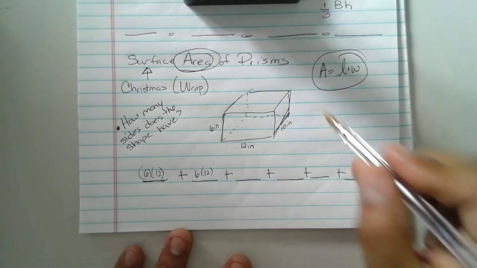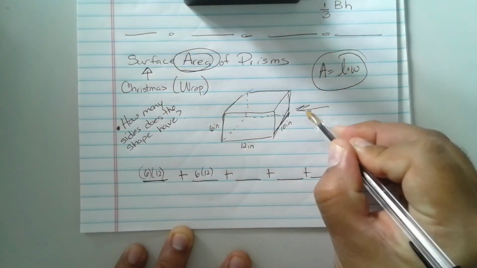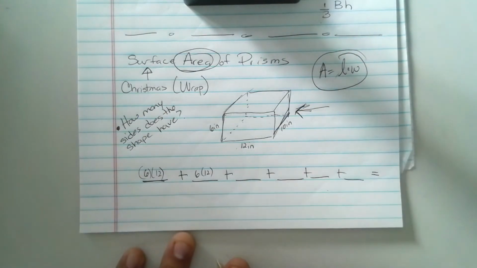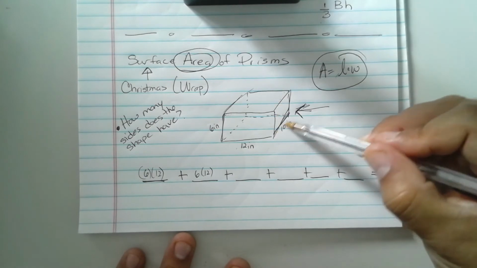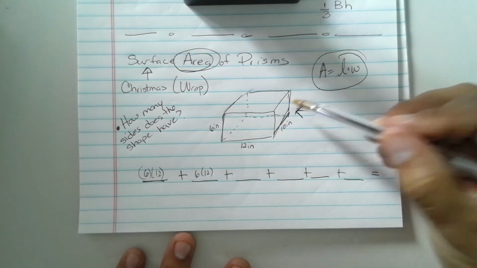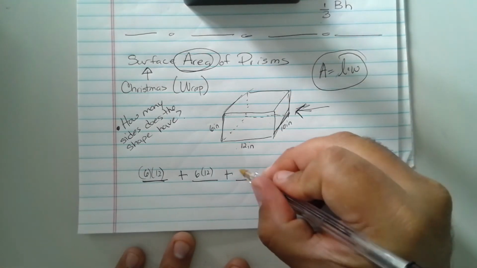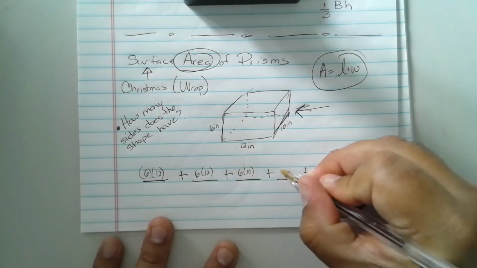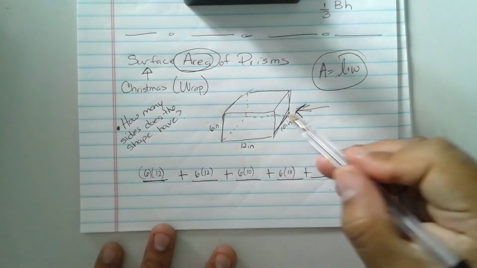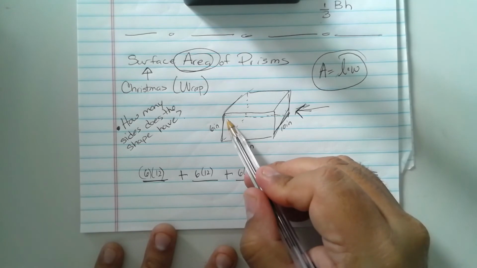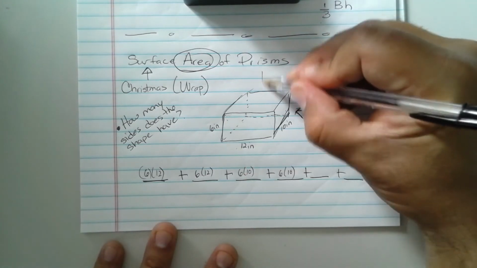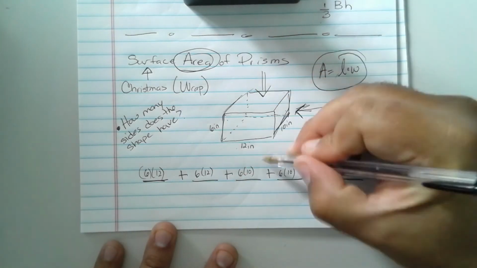Now we want to look at the sides going in this direction over here. What are the dimensions of this side over here? 6 times 10. So we have 6 times 10, 6 times 10, because it has this side and it has that side, right? So now let's think about the top and the bottom.